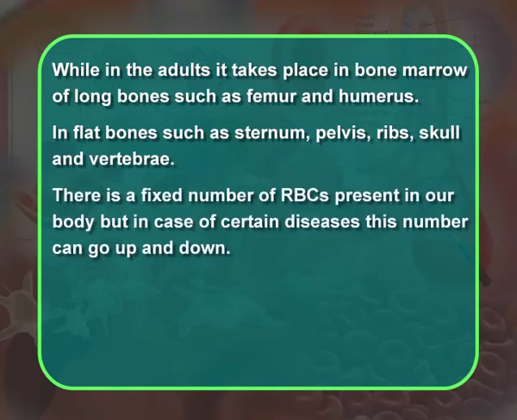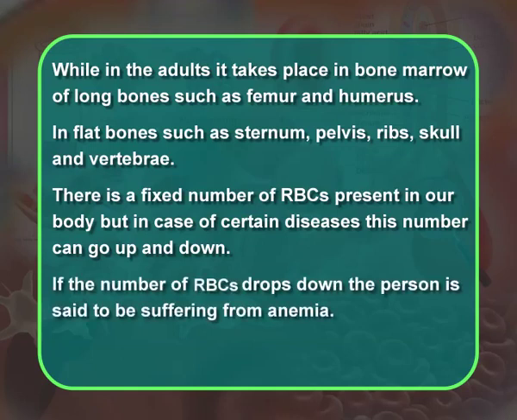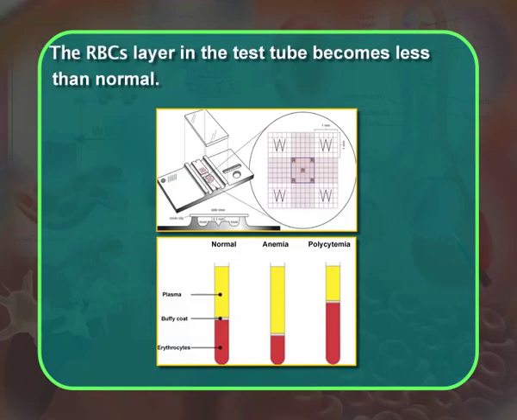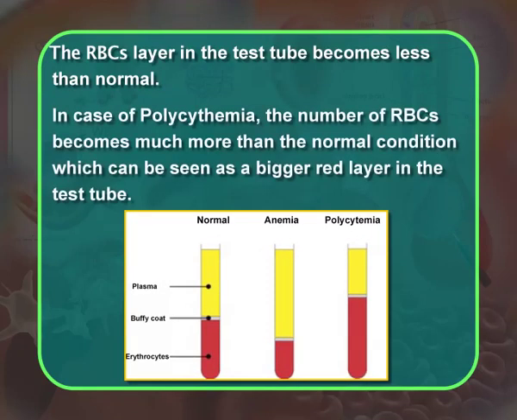Students, there is a fixed number of RBCs present in our body, but in case of certain diseases, this number can go up or down. If the number of RBCs drops down, the person is said to be suffering from anemia. As you can see in the figure, the RBC layer in the test tube becomes less than normal. In case of polycythemia, the number of RBCs becomes much more than the normal condition, which can be seen as a bigger red layer in the test tube as shown in the figure.